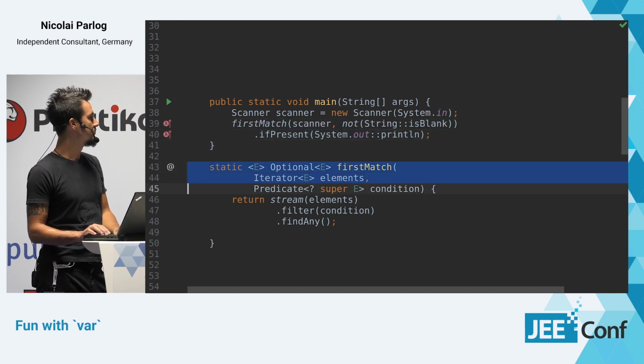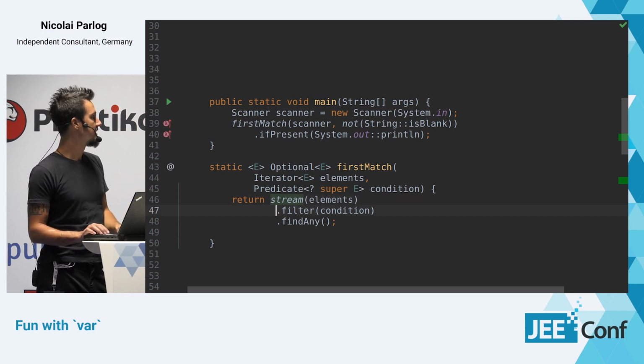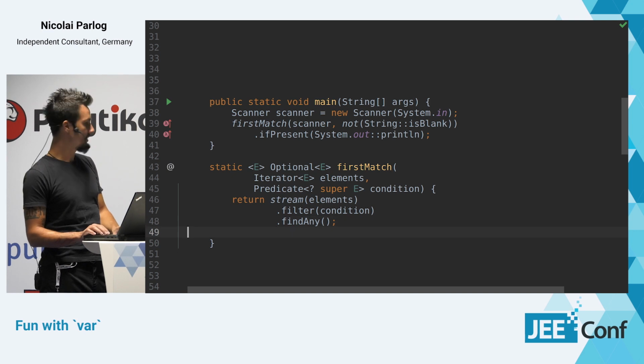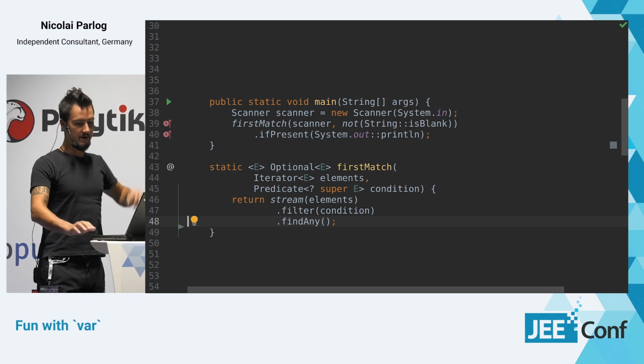So what does firstMatch do? It gets an iterator of elements, and it gets a predicate to apply. And then it streams the elements. This is a helper method that's somewhere down there. It streams the elements from the iterator, filters by the condition, and checks whether any element is in there. But pretty straightforward. Okay, so this works in practice, and now everything is fine.